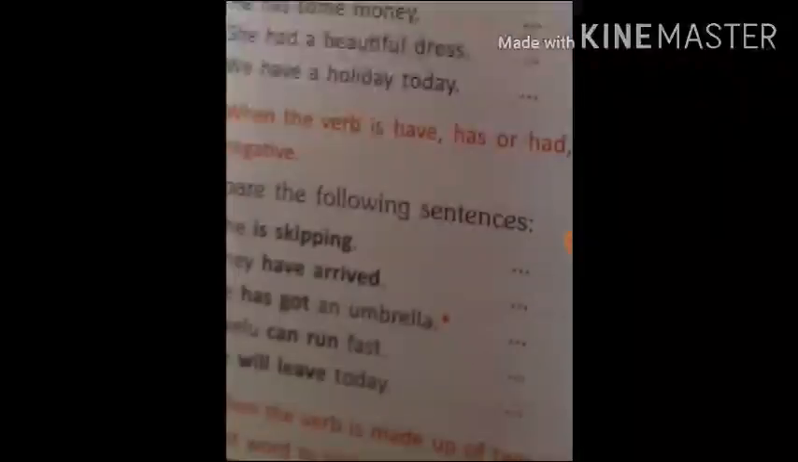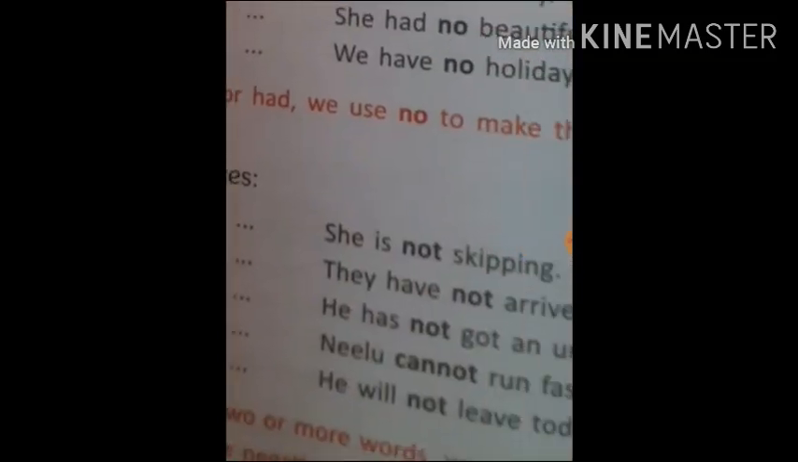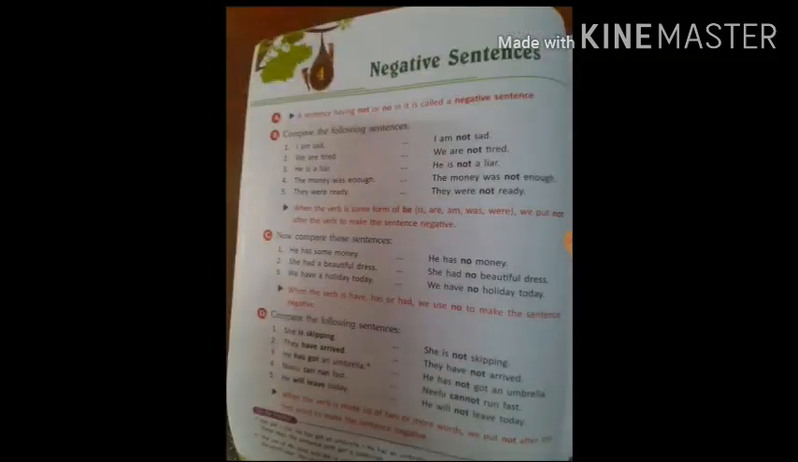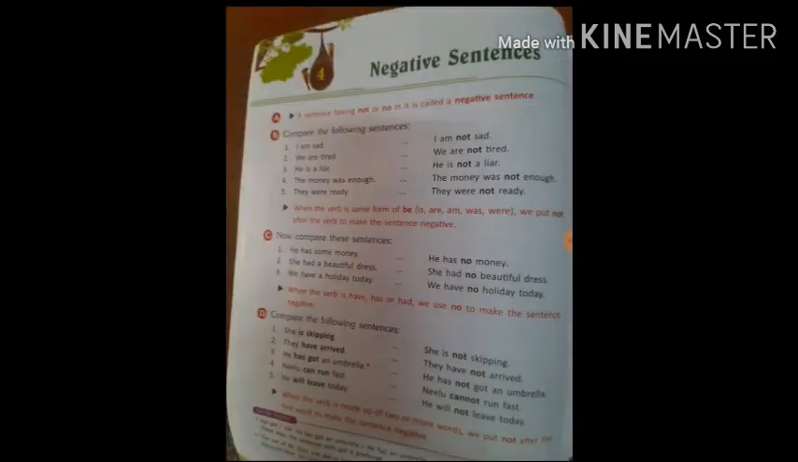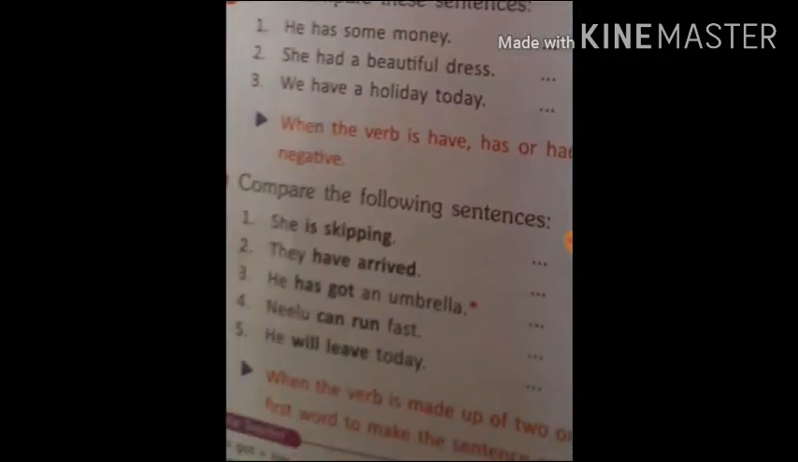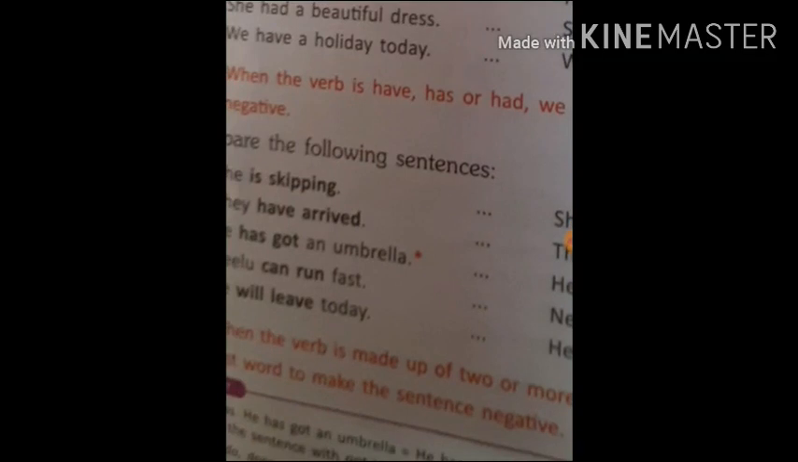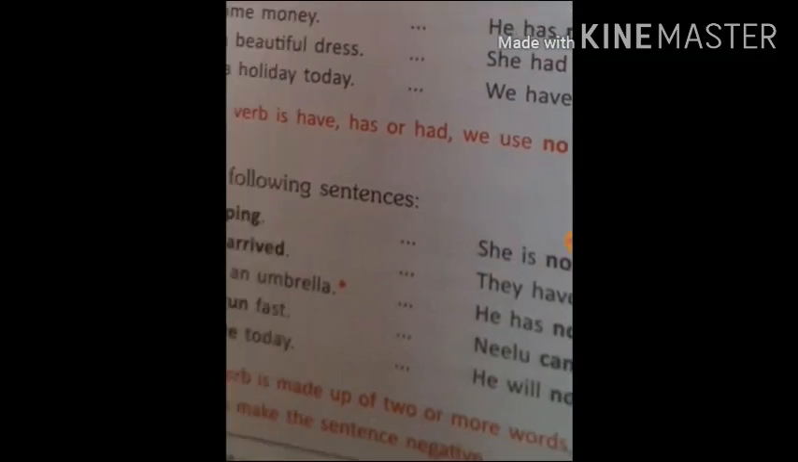See here, although it is have, we have used not because the whole verb is have arrived. It has more than one word. Similarly, is, then has, again has, we are supposed to use no, but then has got is there, so we are writing not.